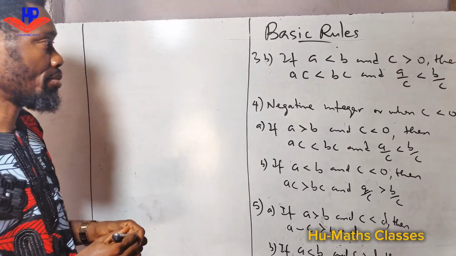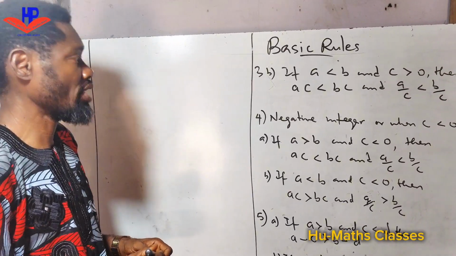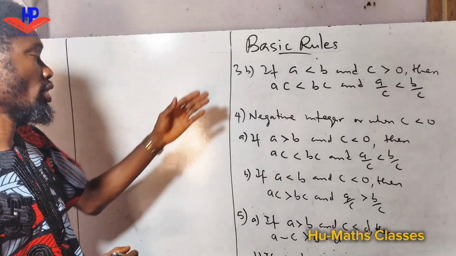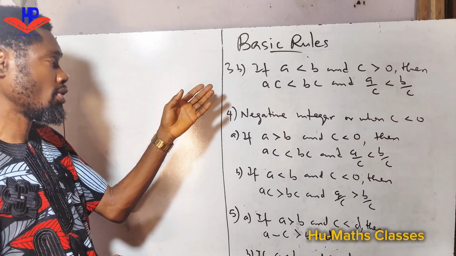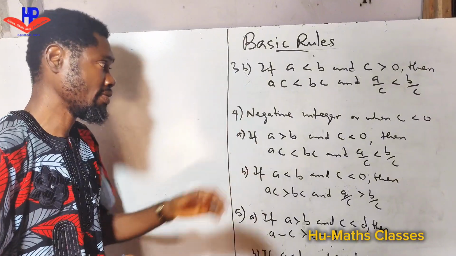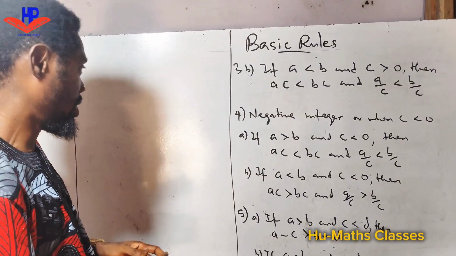Okay, let's continue with our basic rules for inequalities. We're going to continue from where we stopped in our previous class. We treated rule 3a. Let's look at rule 3b.